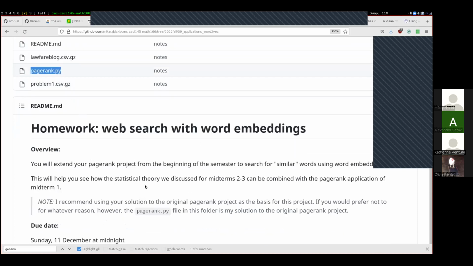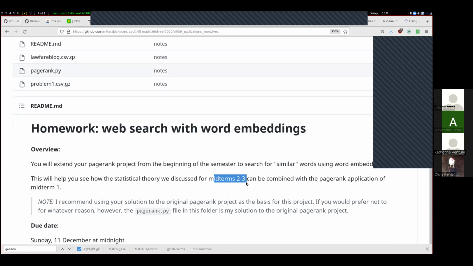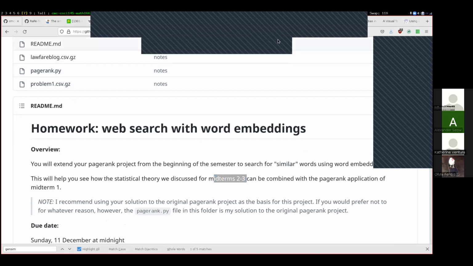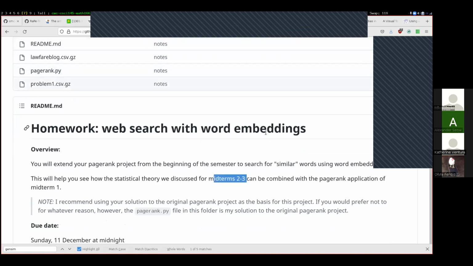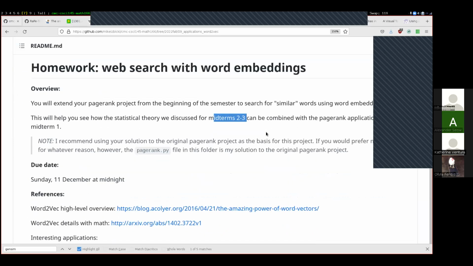Again, the goal of this programming project is combining the PageRank stuff we did way at the beginning of class with the stuff from these last 2 midterms, seeing how it all fits together. Coding-wise, it should be a relatively easy project in the sense that there's not a lot of lines of code that you have to write, maybe between 10 and 20. But if the first PageRank problem was particularly hard for you, then expect this one to be similarly hard.